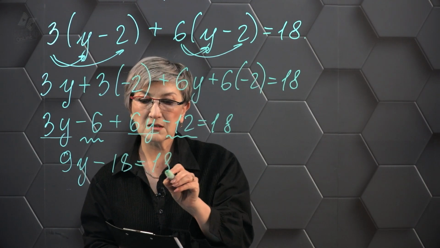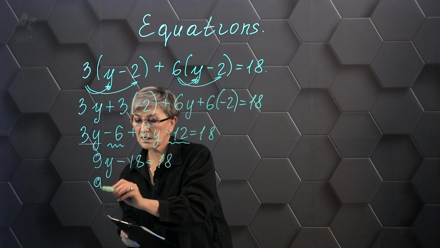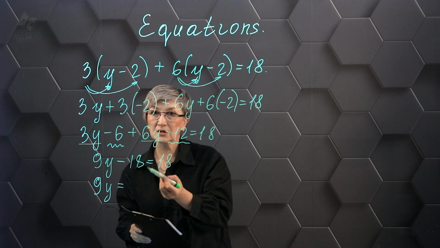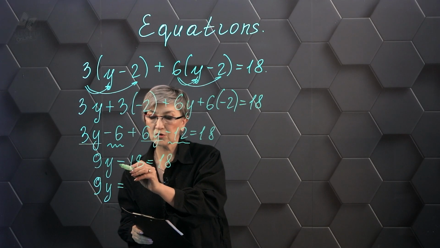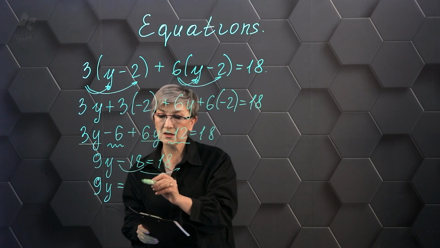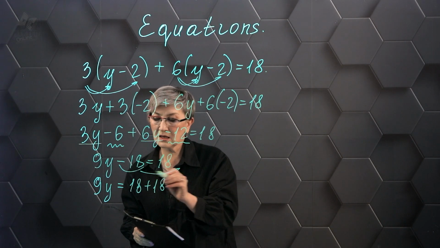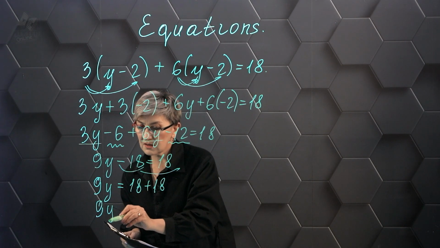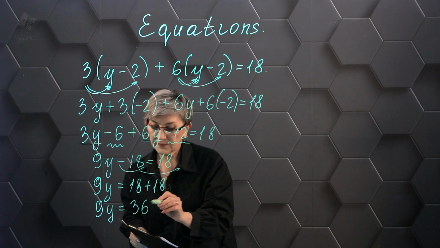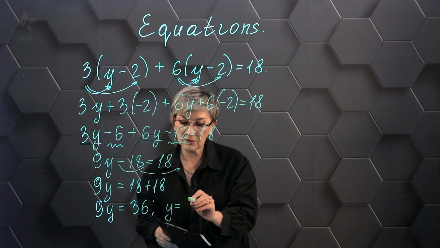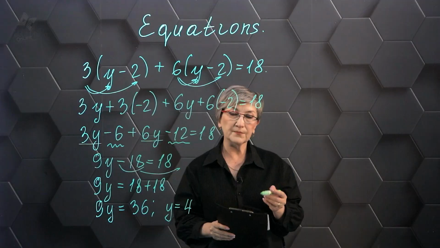Equals 18. And then using our method, we can solve this equation and move the number minus 18 to the right side. The result is 18 plus 18, and that would be 9y equals 36. And solving this equation, we get that y equals 4.